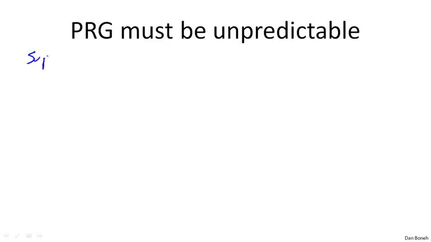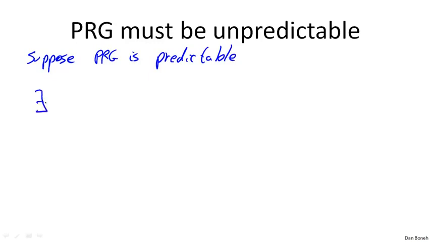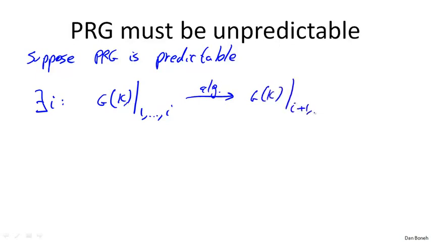So let's just suppose for one second that in fact a stream cipher is predictable. What does that mean? Suppose the PRG is predictable. What that means is essentially that there is some i such that if I give you the first i bits of the output, where this notation, bar 1 to i, means look at the first i bits of the output of the function, there is an efficient algorithm that will compute the rest of the stream. So given the first i bits, you can compute the remainder of the bits.